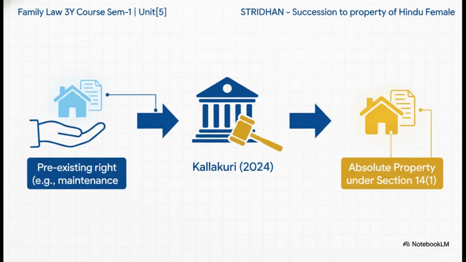And make no mistake, this law is still evolving. Just recently, in a 2024 case, the Supreme Court doubled down on this idea. They confirmed that if a woman receives property because of a pre-existing right, like her right to maintenance, that property becomes hers, absolutely. It's not a temporary gift, it's a full transfer of ownership.